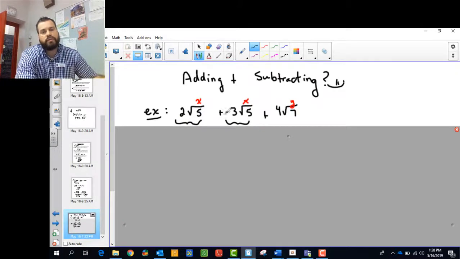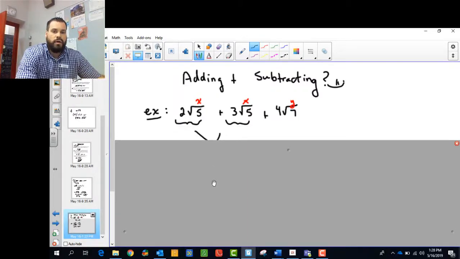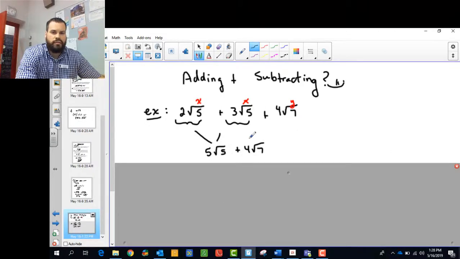So imagine this was 2x plus 3x, I could add that together, get 5x. So in the same way, you can add 2 root 5 and 3 root 5 and make it 5 root 5. But you can't add anything that's not the same under the square root. Okay, so if it's the square root of 5 and the square root of 5, no problem. You can just have 5 of those. But we can't add it to root 7.